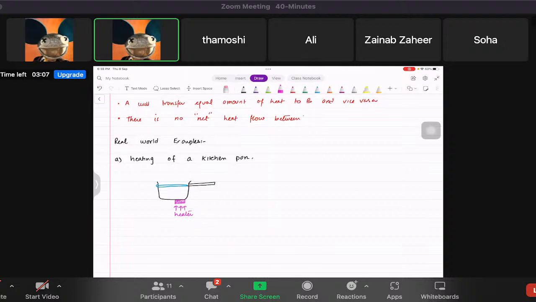So I would like you to tell me exactly how does the heat reach the water in terms of conduction. Then we're going to talk about convection. And then we're going to talk about radiation. Okay. So I'm just saying that this pan is a black colored pan. Okay. All right. So first of all, black colored metal pan.